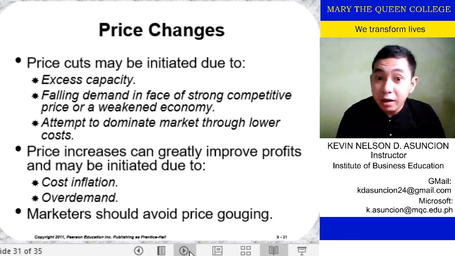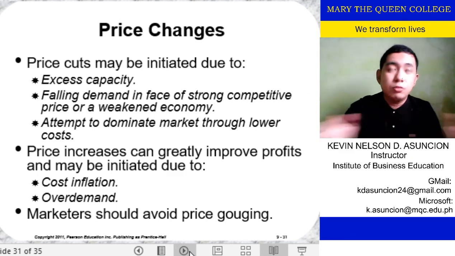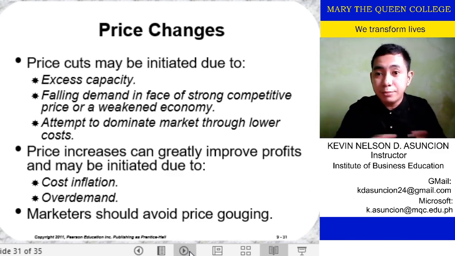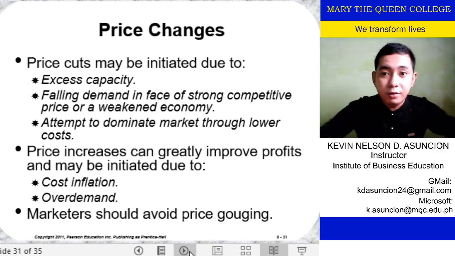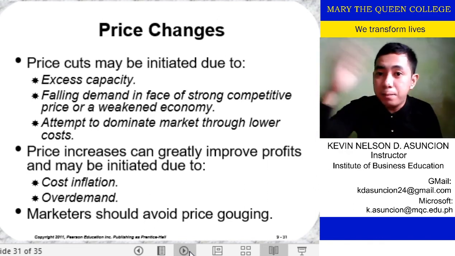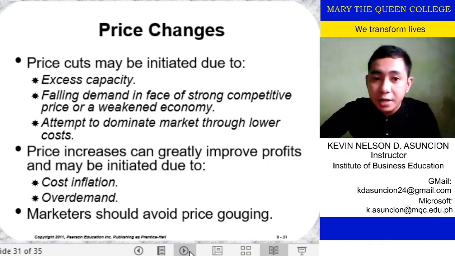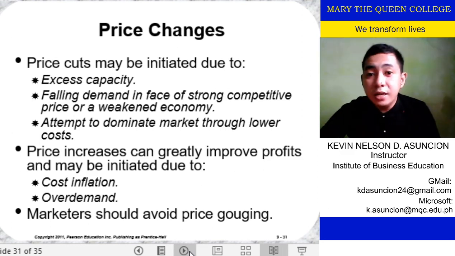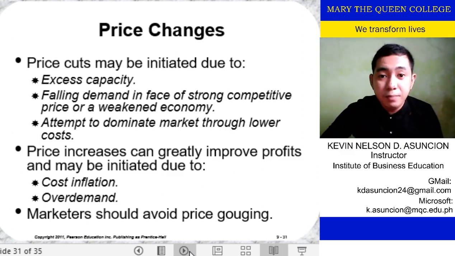that's market penetration because you want to get the broader scope, and for you to get the broader scope, that's mass targeting. That's mass market segmentation. Lumalawak yung scope mo at for you to be able to get those, of course, consideration yung price na napakarami doon sa nasa babang klase na segment. So, price increase can greatly improve profits, and may be initiated due to cost inflation.